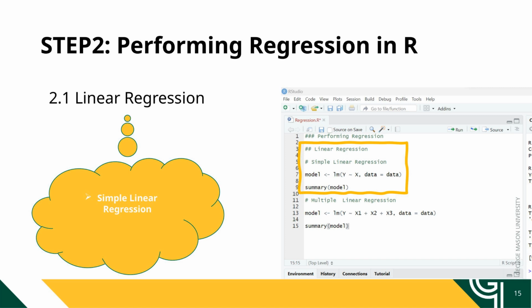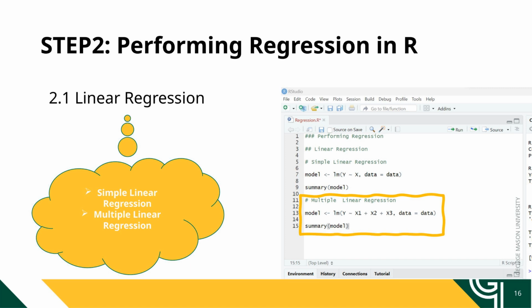Step 2, performing regression in R. The lm function is used to fit linear models. The summary function provides detailed information about the fitted model. Multiple linear regression includes multiple independent variables.